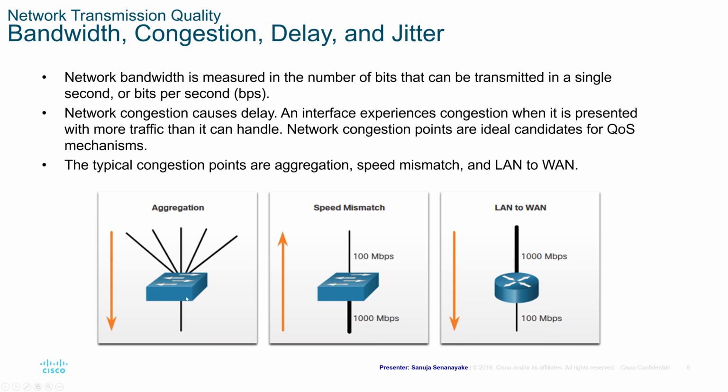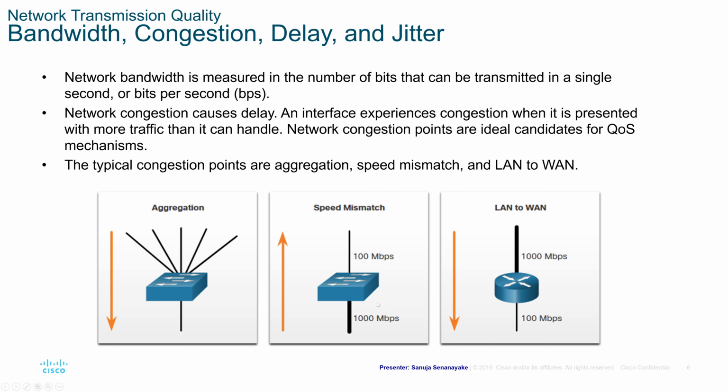Aggregation happens in a situation where you have, for example, a switch with multiple ports in use on the LAN side. Let's say that you have that switch connected to a router with one single link. Even though on this side there are multiple connections to this switch with, let's say, 1000 megabits per second, this is just one single link, 1000 megabits per second, going to the router. So it's going to create a bottleneck when the traffic is flowing from this side to this side. Hence, it's going to create network congestion right here. So this is a good place to implement QoS.